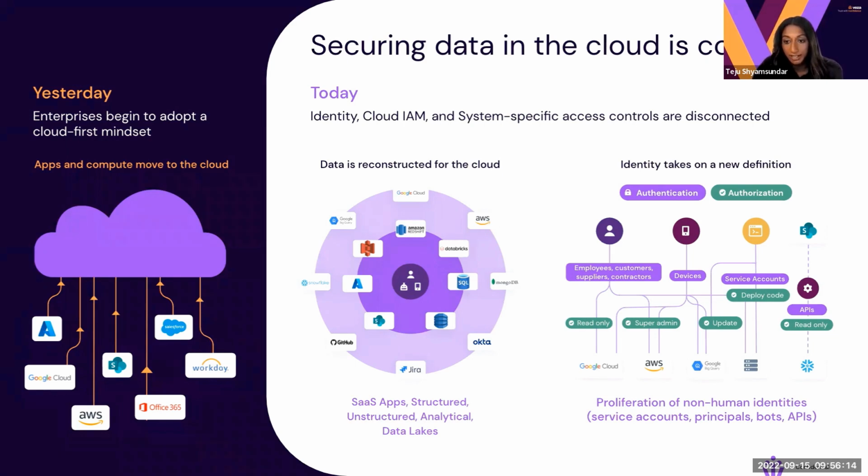What this means for organizations is that you need to keep your data secure at scale. And by scale, we mean the scale of this multi-cloud era. But that's tough to do when identity and access controls are disconnected. And until you really connect data and identity, you can't secure enterprise data.